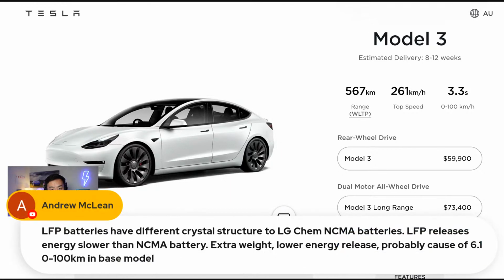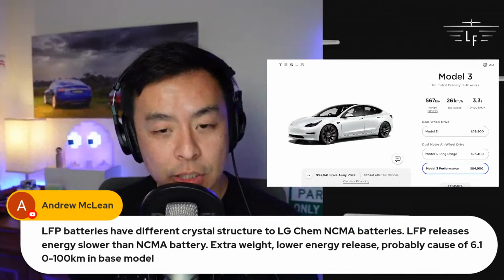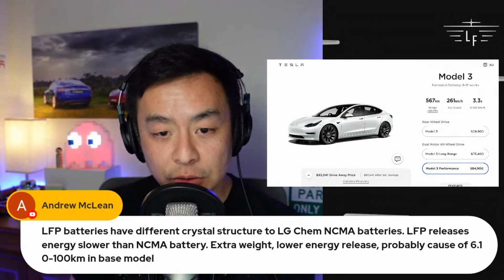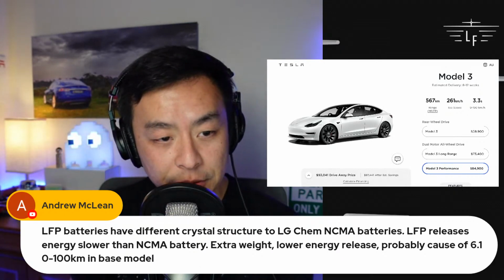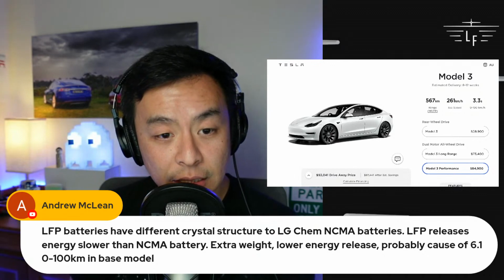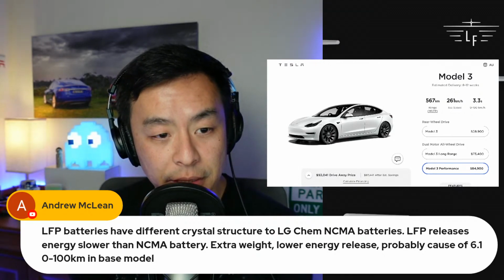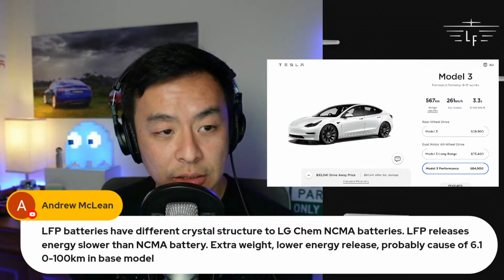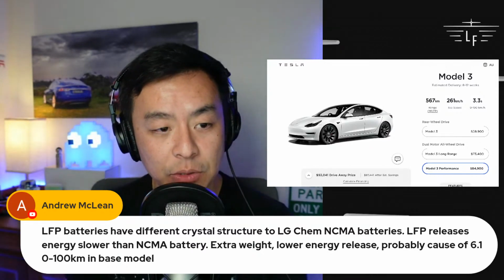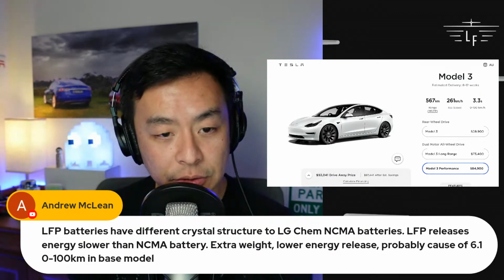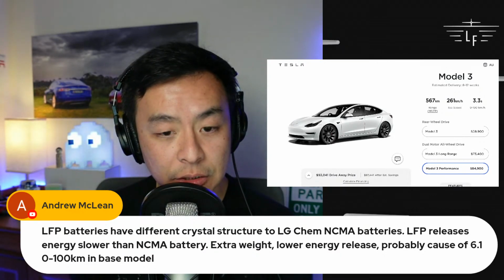Here we go. Andrew's got an explanation for batteries. LFP batteries have a different crystal structure to LG Chem NCMA batteries. LFP releases energy slower than NCMA batteries. Extra weight, lower energy release. Probably the cause of the 610 to 100k in the base model. Thank you, Andrew. I know they do. They are not as dense as the NCM. I know that. It's good to know. Thank you, Andrew, that's a good point. Releases energy slower.